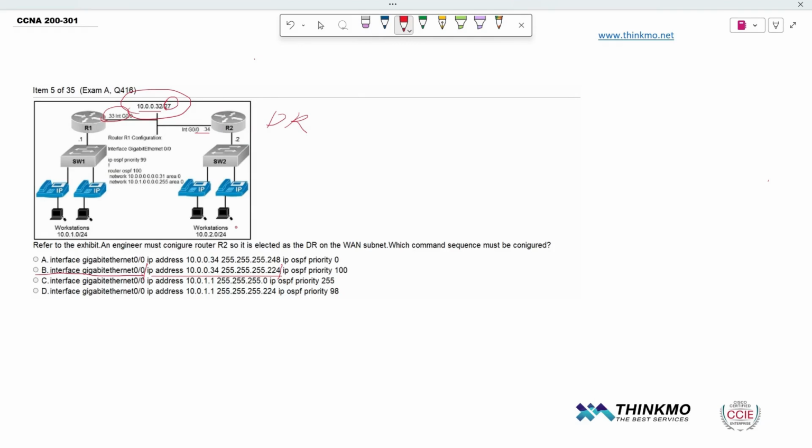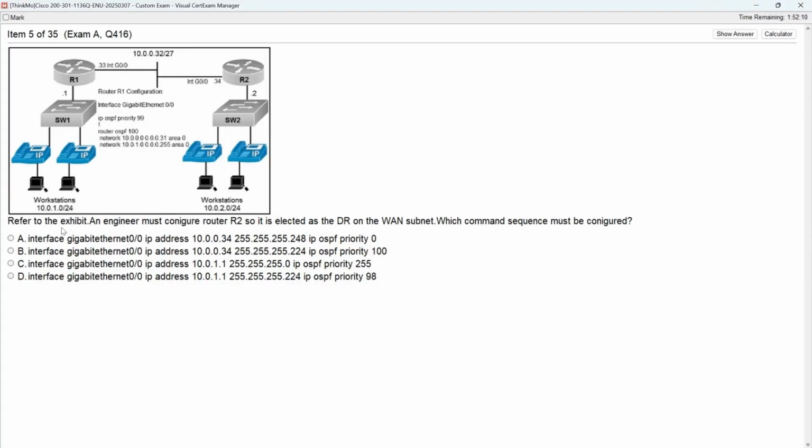This is marked here. So we assign the address 10.0.0.34 here with a subnet mask length of 27 bits. Then we set a priority here. A high priority of 100 will do. So the correct answer to this question is B.